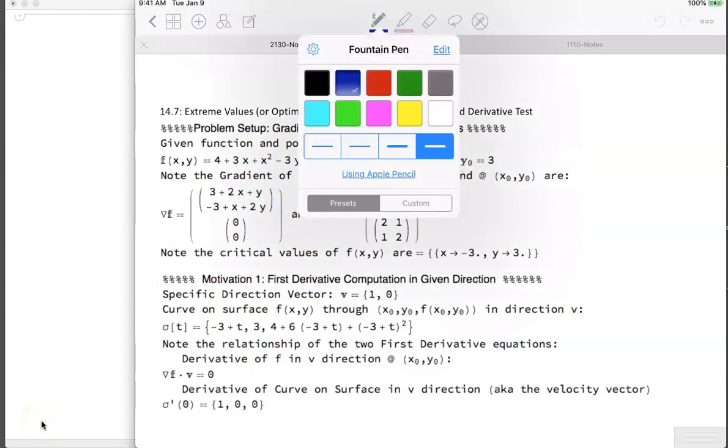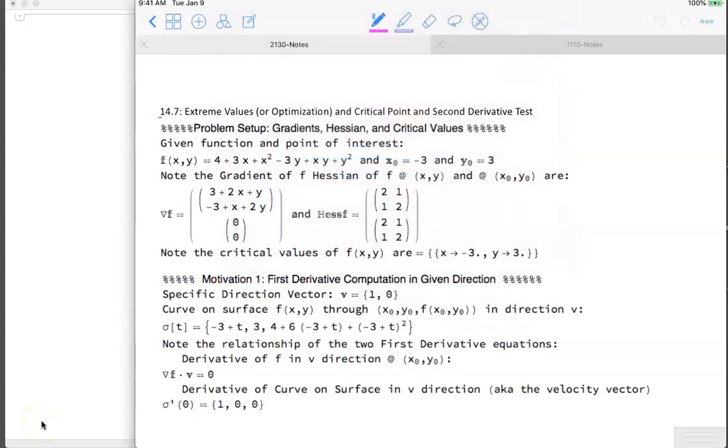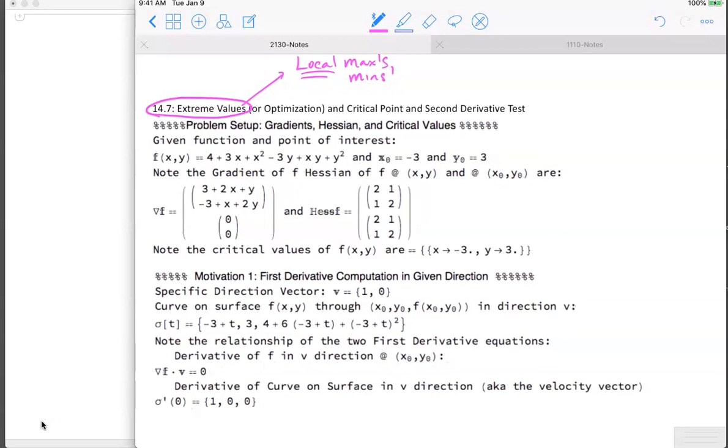So in this video we look at an example of finding the extreme values of a function using the second derivative test. If you're asked to find the extreme values, basically the local maximums and local minimums of a function, what we're trying to do is split this problem into two steps. The first step is to find the critical values.